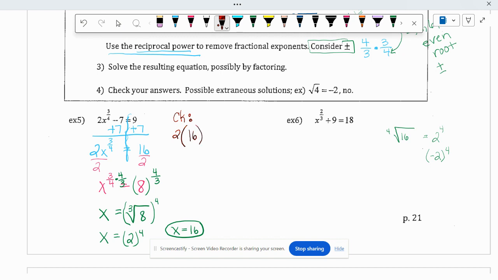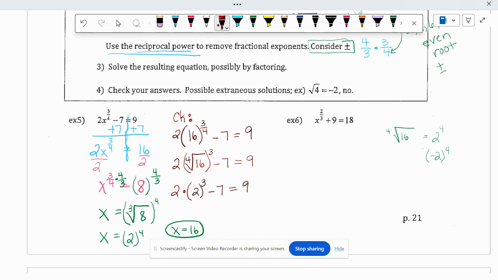So 16 to the 3/4 power minus 7 equals 9. Well, what does 16 to the 3/4 power look like? That's really the fourth root of 16, and then we're going to take that and cube it, minus 7 equals 9. So that's 2 times, well, what is the fourth root of 16? The fourth root of 16 is 2, and I have to cube that.